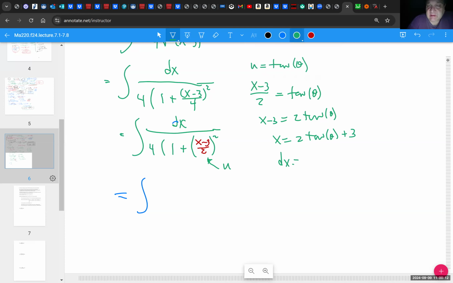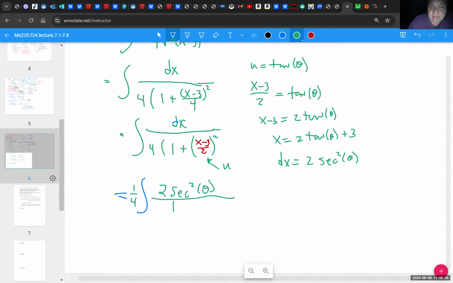dx is the derivative of this with respect to theta. The 2 doesn't change. The derivative of tangent is secant squared. And the derivative of plus 3 is just 0, so I don't have to write that. So I have a dx on the top, so that's 2 secant squared theta. On the bottom, I have a 4. I could take the 4 on the outside, I don't really need the 4.